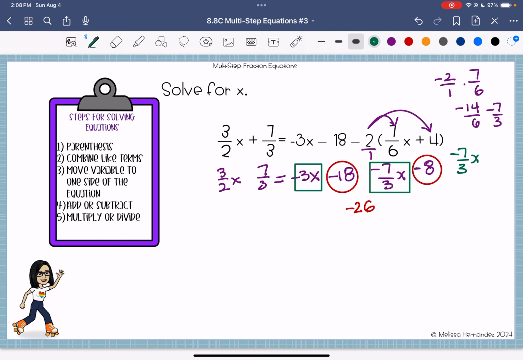And I've already run out of room, so this is definitely a retake video. Okay, so my denominator is going to be 3. And so my new numerator is -9. And so I end up with -16 over 3x.